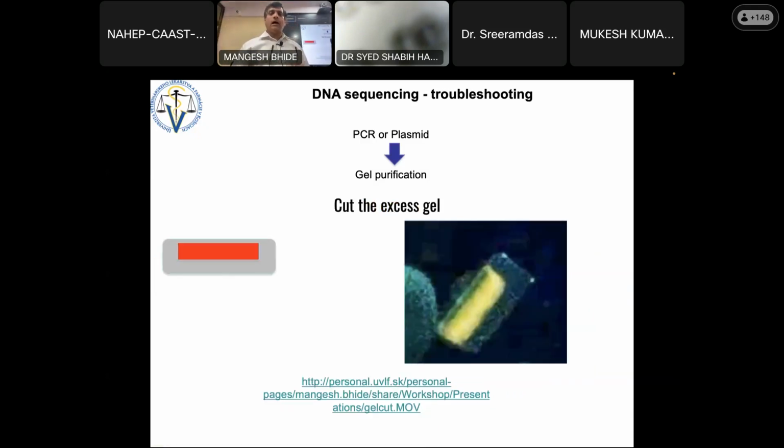Okay, let's see how to increase the concentration now. The main thing is that you have to remove the excess gel. So this is your gel band. In that gel band, this is your DNA, and this portion is only gel, and you have to remove that by making a bit of surgery. So you have to remove that gel and keep only this and purify only this, and then you will have greater chances of having good concentration of your purified PCR product.